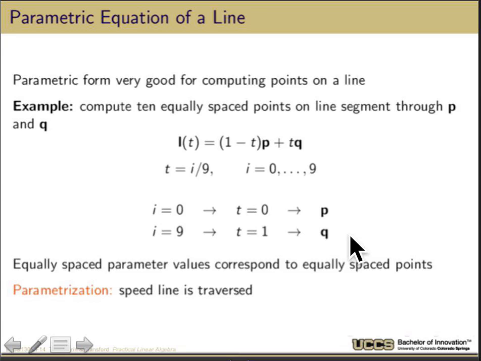Parametrics are very good for computing points on the line. As I said, we can just basically take a bunch of equally spaced parameters. In this case, we were going to do t going from 0 to 9, divided by 9, we get 10 points, and then you can step out and you get equally spaced points. Another way of thinking about this is the parameterization can also be the speed at which you do things, and so you can play various games. The points, of course, don't have to be equally spaced. I can make points that are spaced differently along the line and get different effects.